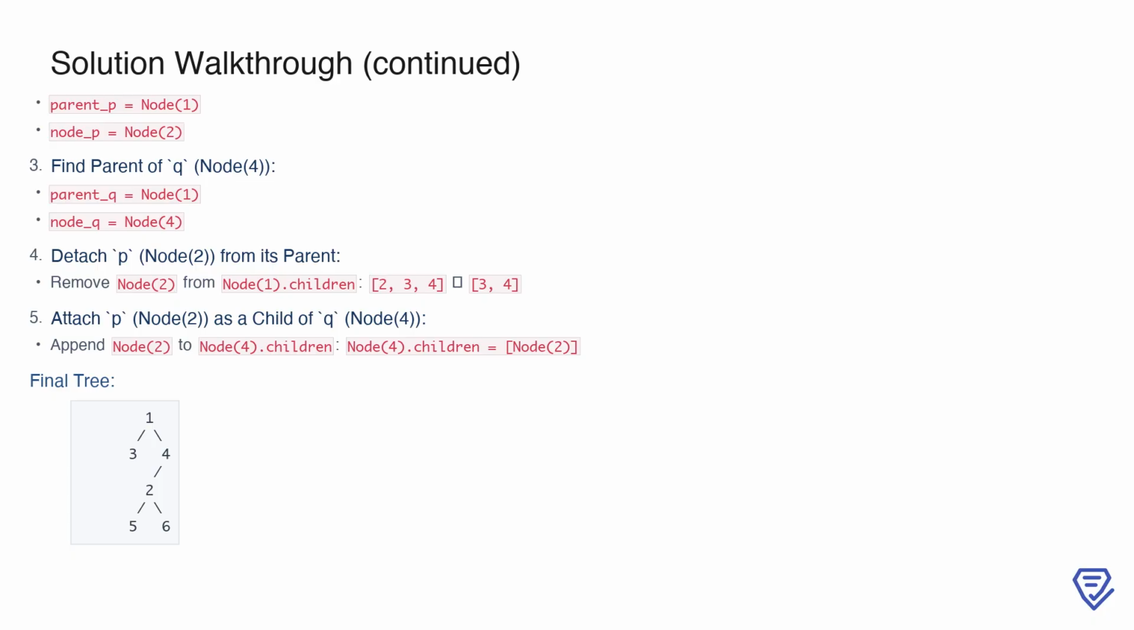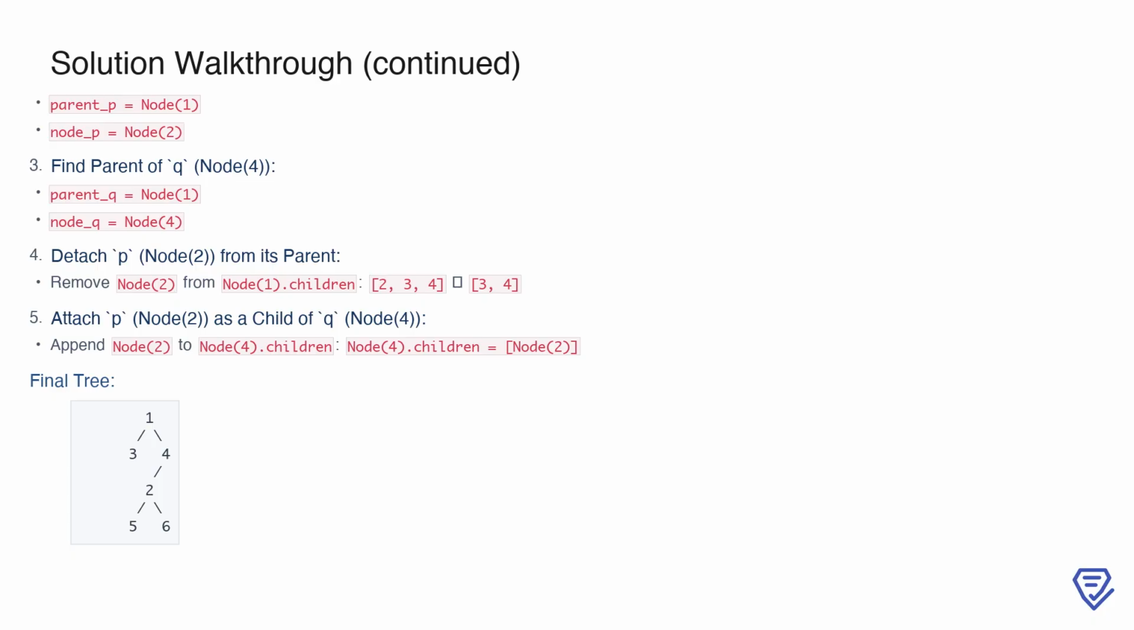This means we remove node 2 from the children list of node 1. The children of node 1 now consist of nodes 3 and 4. After detaching, we attach node 2 as a child of node 4 by appending it to node 4's children list. The tree structure is updated accordingly, with node 4 now having node 2 as its child.